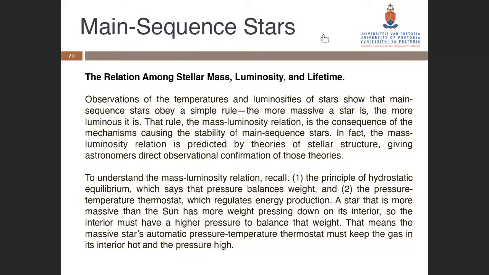To understand the mass-luminosity relation, recall 1, the principle of hydrostatic equilibrium, which says pressure balances weight. And 2, the pressure-temperature thermostat, which regulates energy production. A star that is more massive than the Sun has more weight pressing down on its interior. So the interior must have high pressure to balance that weight. That means the massive star's automatic pressure-temperature thermostat must keep the gas in its interior hot and its pressure high.